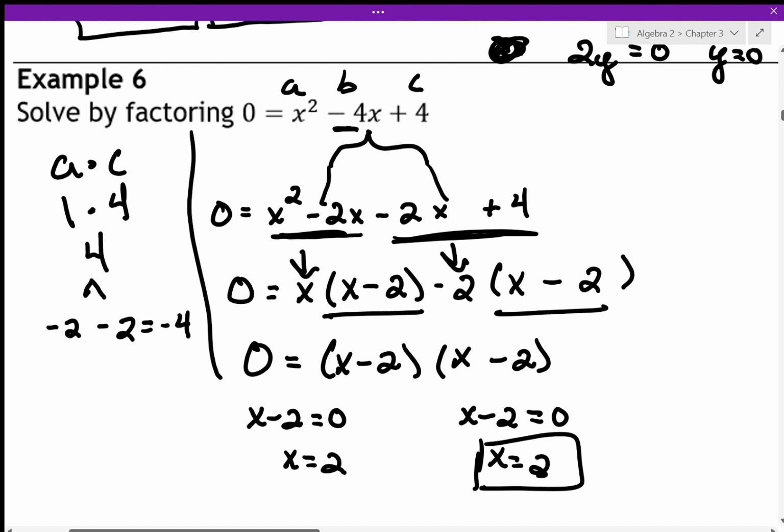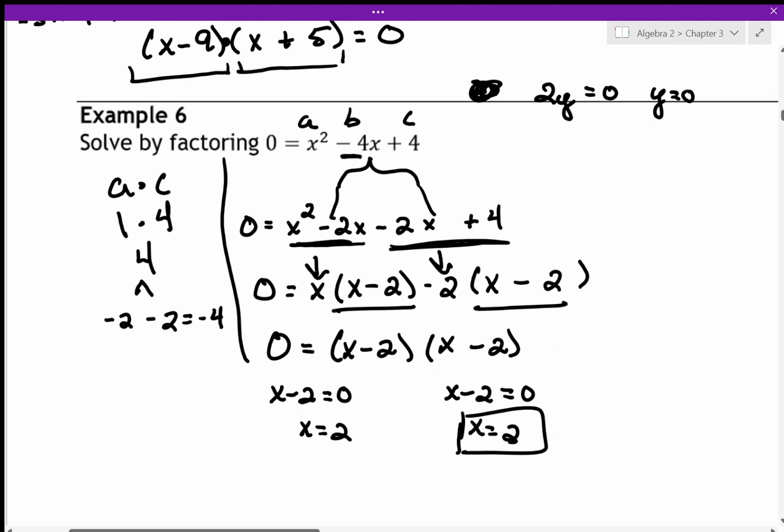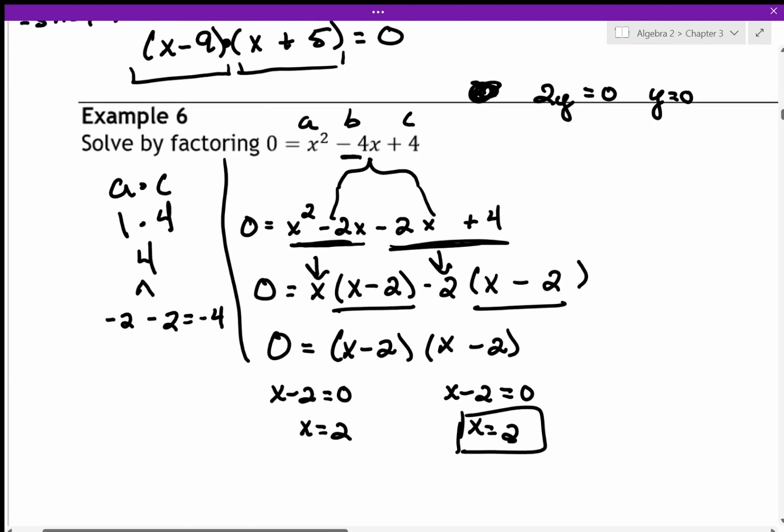Later on, as we get farther into Algebra 2, we're going to care more about the fact that there is a duplicate here. It occurs twice, so we're going to call that a multiplicity later on in Algebra 2. But that's example 6, and we got x equals 2. For these problems on our homework, we can have 3 different options. We can have 2 answers, 1 answer, or 0 answers.